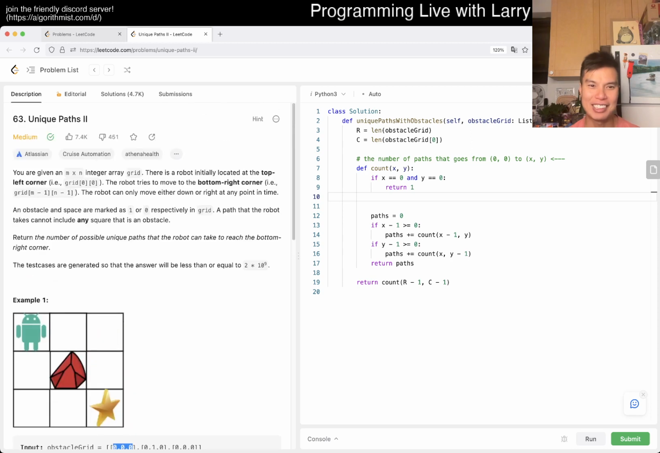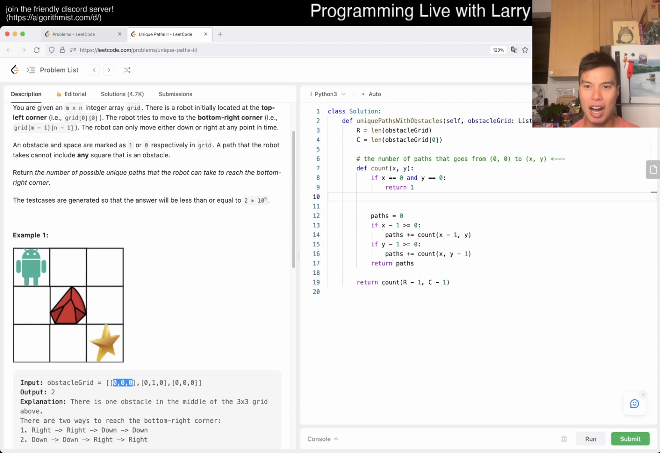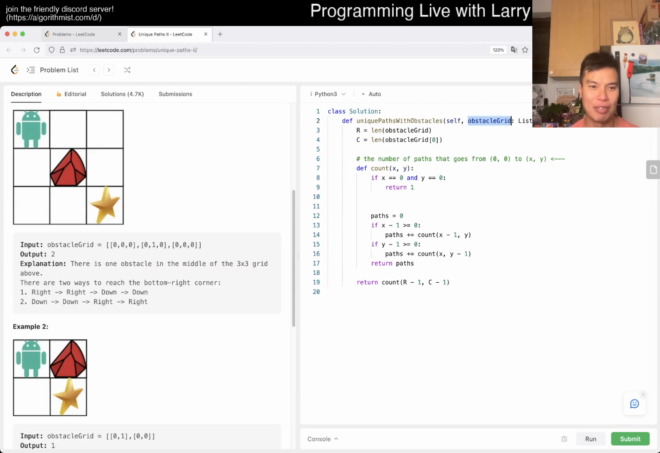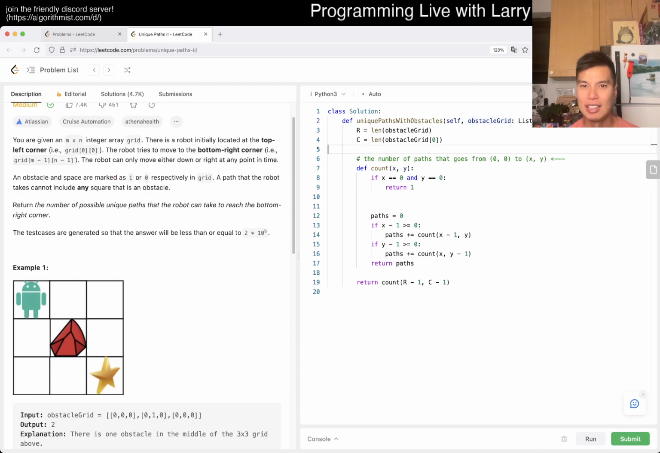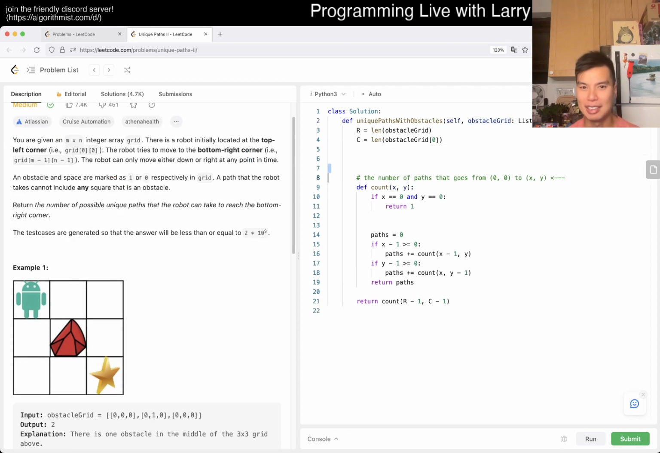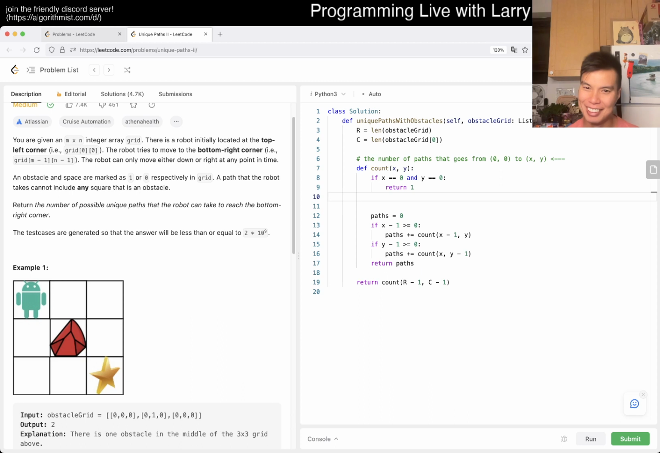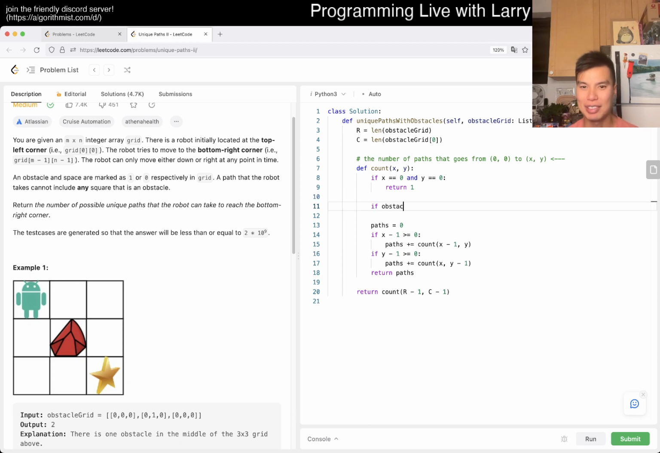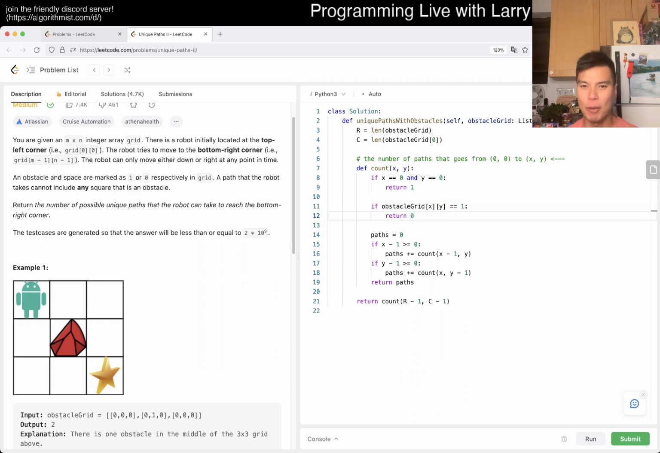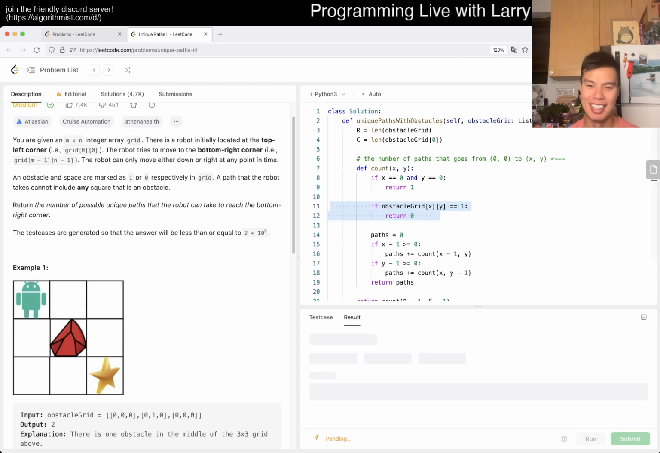What are these? I actually just totally forgot about the obstacles. What is this obstacles thing? Oh, this is just a grid. For some reason, I thought it was x, y, and then some other factor. Okay, so yeah, then it's even easier, right? So if obstacle grid of xy is equal to 1, I think, then we return 0 because there's no paths, because you can't go through there. Let's try again, and this time less embarrassed.